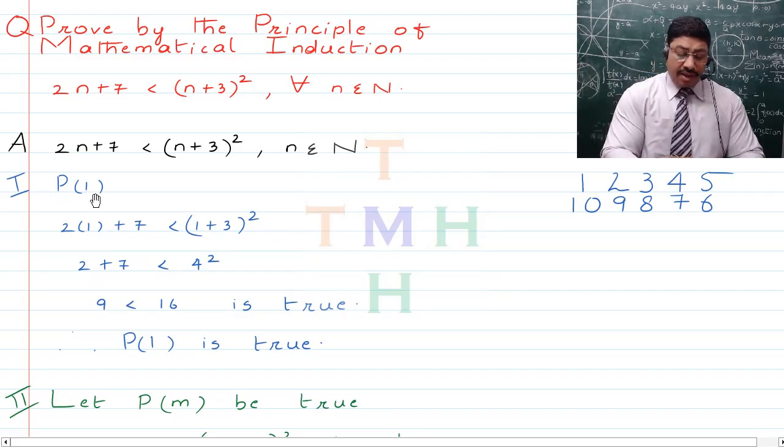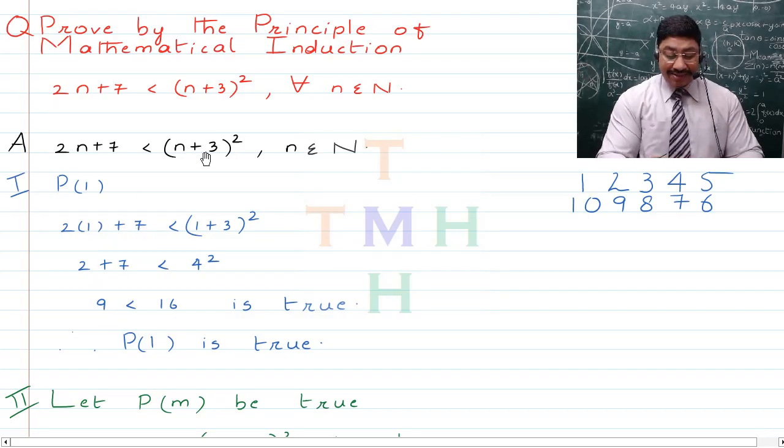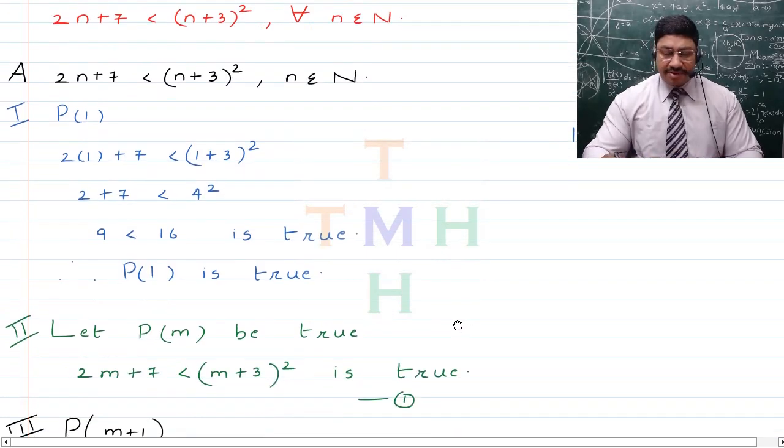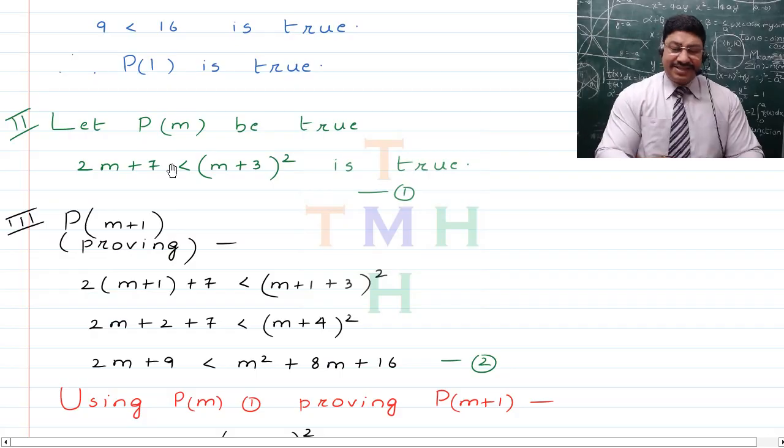So first we come over to the first step, which is P1. That means we try and check the statement P when the value of n is 1. So here, as we don't have any series, we just have to keep in place of n 1. So on the left hand side we will get 2 times 1 plus 7, which will become 9, and on the right hand side we'll get 1 plus 3, which is 4, and its square is 16. So we find that 9 is indeed lesser than 16, and thus we can say that P1 is true. Simple, right?